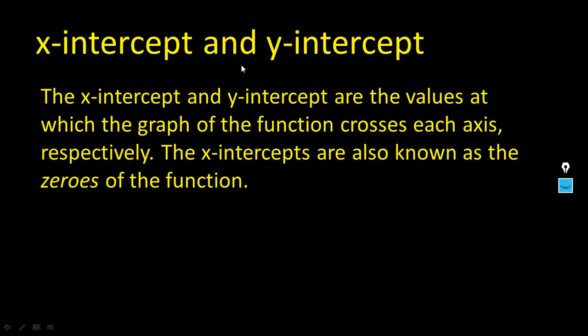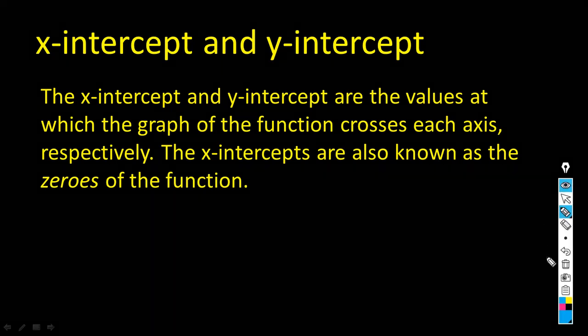So what are the x-intercept and the y-intercept of the graph of a function? Let's read. The x-intercept and the y-intercept are the values at which the graph of the function crosses each axis, respectively. The x-intercepts are also known as the zeros of the function. So very quickly, what does this mean? You have seen this already, in some way or another.